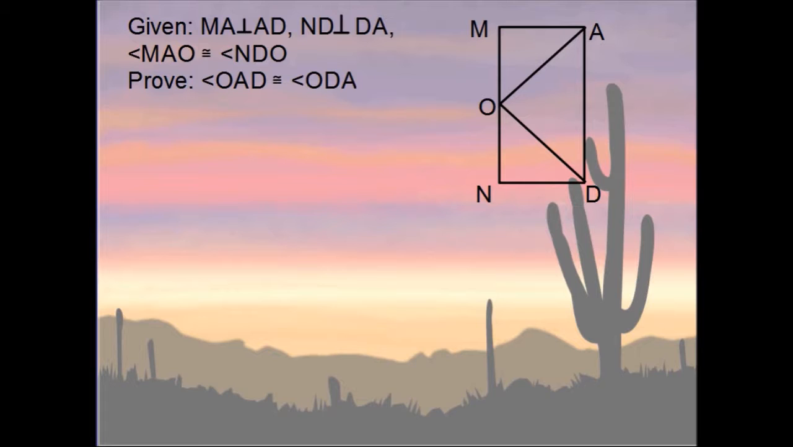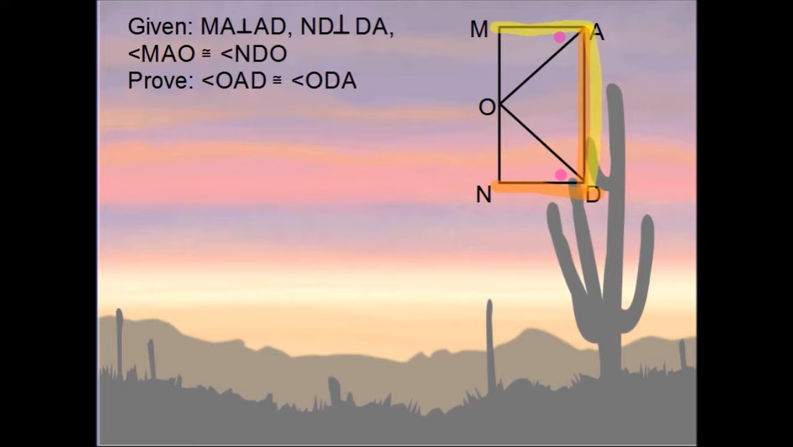Wow, we've got a lot to look at here. Those of you that are visual, I'm going to encourage you to draw out that picture. Maybe grab some markers. Let's rainbow bright this thing. Things that work together I'm going to have in the same color. So here we go. We have that MA is perpendicular to AD. We also have ND is perpendicular to DA. The next one I'm going to mark with dots. So we have angle MAO is congruent to angle NDO.